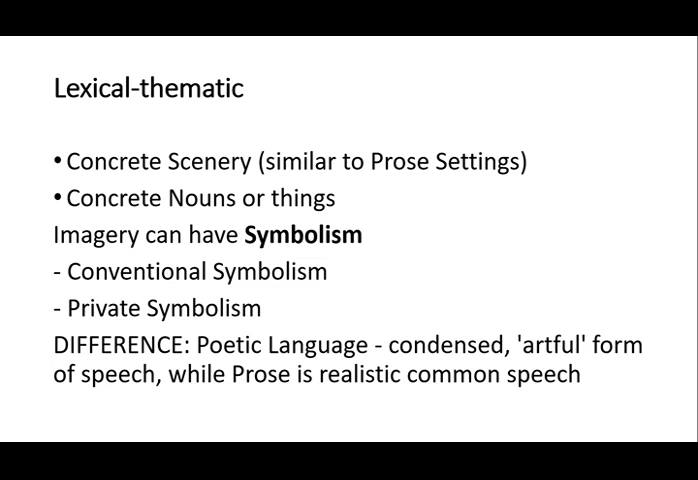It has concrete scenery. We call them scenery, not settings, like in prose. And it uses concrete nouns or things, like the food, the fickle, the fame that you just talked about. Imagery can have symbolism. Of course, here we have two types of symbolism. The conventional symbolism, for example, red usually has something to do with life or pain or heat or warmth or blood. Those are conventional, but also there is the private symbolism.